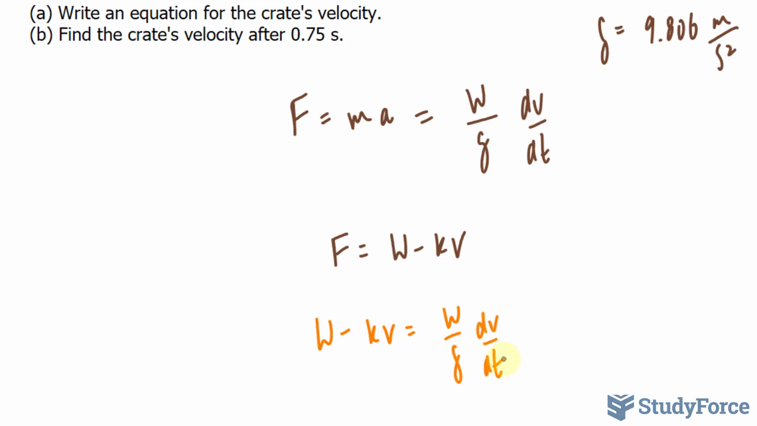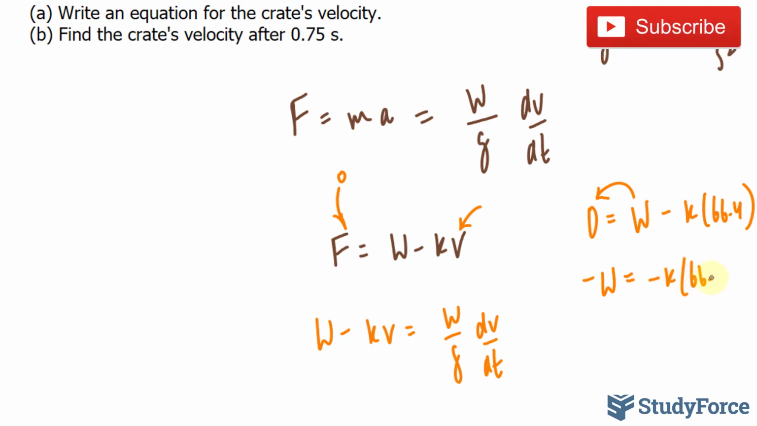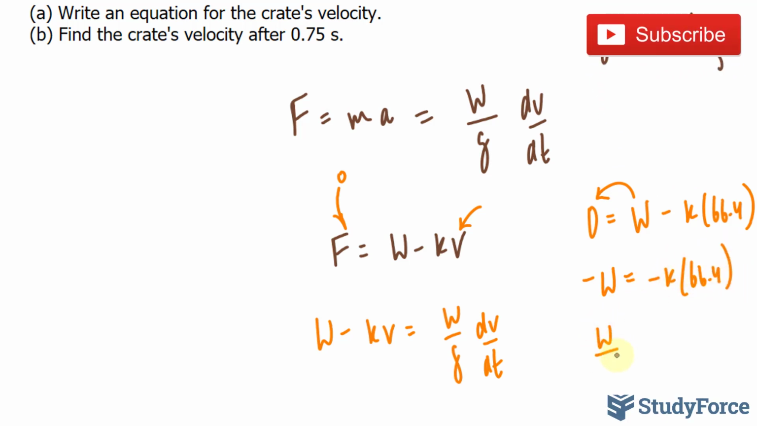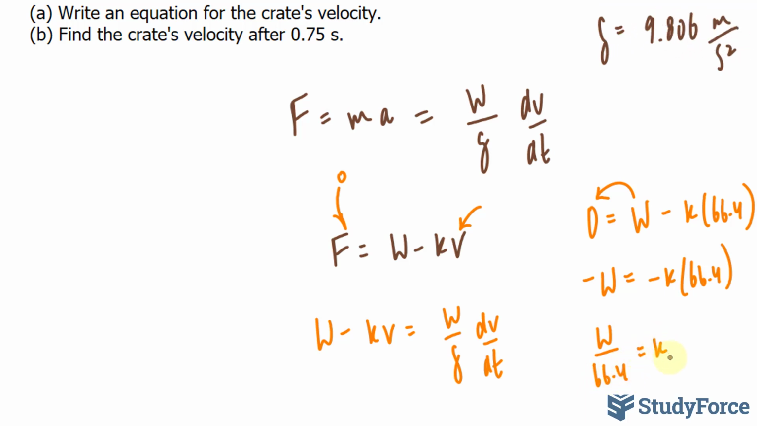We can find k by noting that the acceleration must be 0 when the limiting speed 66.4 meters per second is reached. Therefore, if I place 66.4 into v, our force will equal 0, where we have 0 is equal to the weight minus our constant k times 66.4. And from here we can solve for k. Bringing this W over, we end up with negative W is equal to negative k times 66.4. Therefore, W over 66.4 is equal to k.